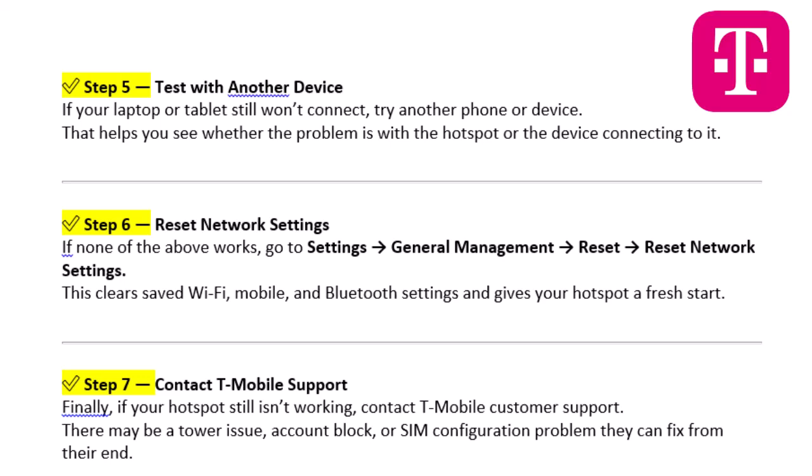Step 7. Contact T-Mobile support. Finally, if your hotspot still isn't working, contact T-Mobile customer support. There may be a tower issue, account block, or SIM configuration problem they can fix from their end.